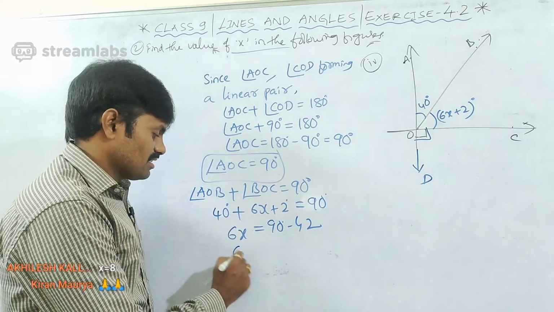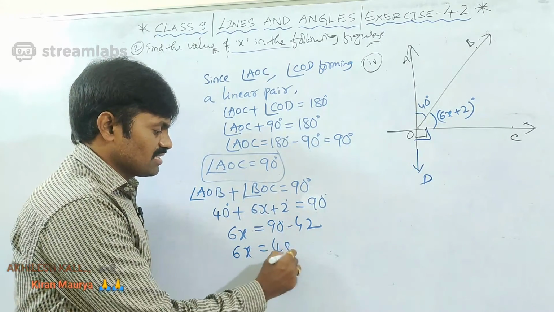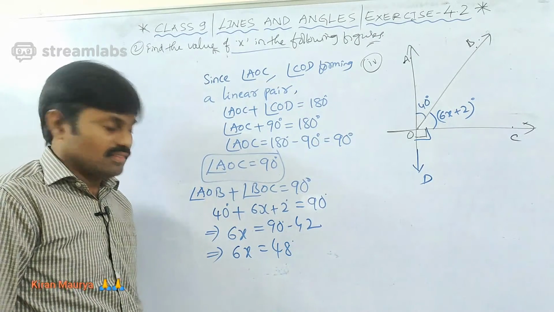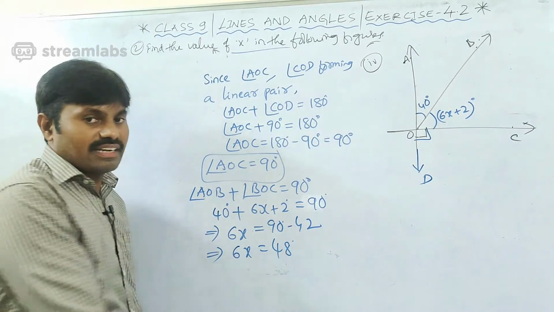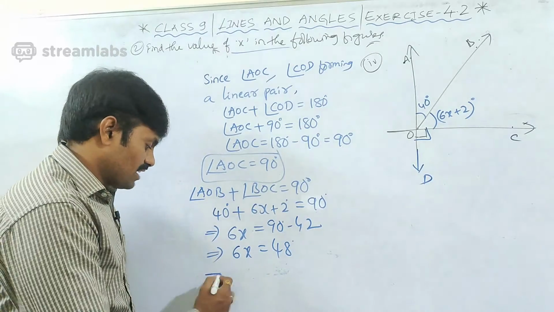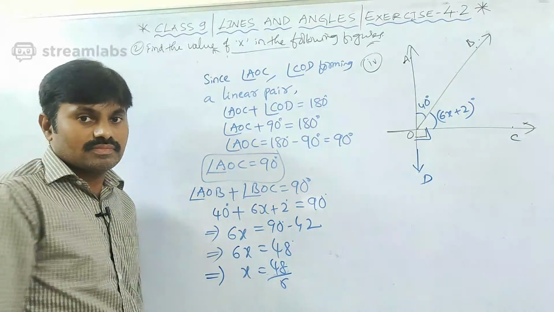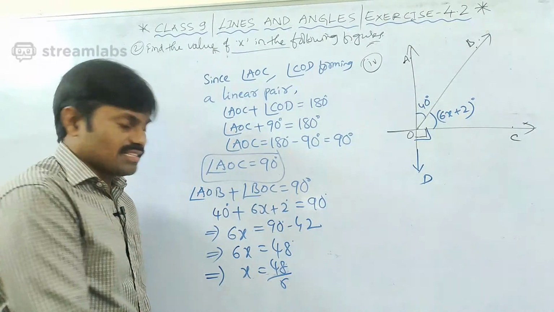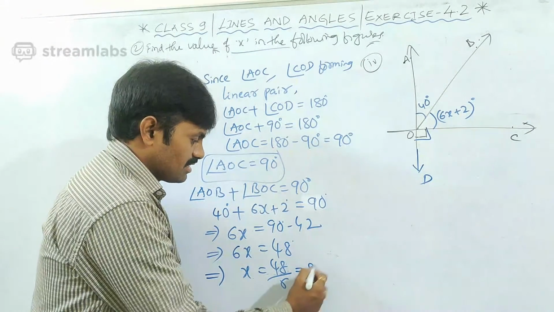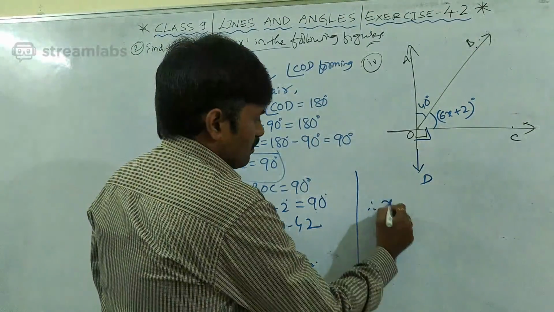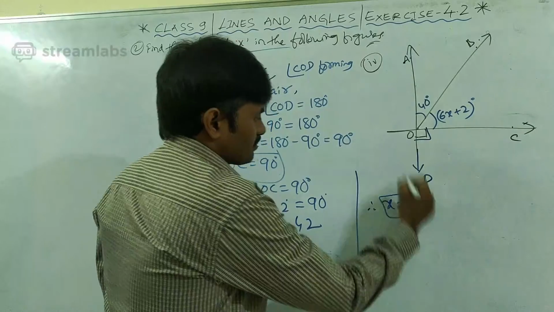Then what is the final answer? The difference is 48. So 6x is equal to 48 degrees. Then what about the value of x? 48 by 6, that is 8 degrees. Therefore, the value of x is equal to 8 degrees.